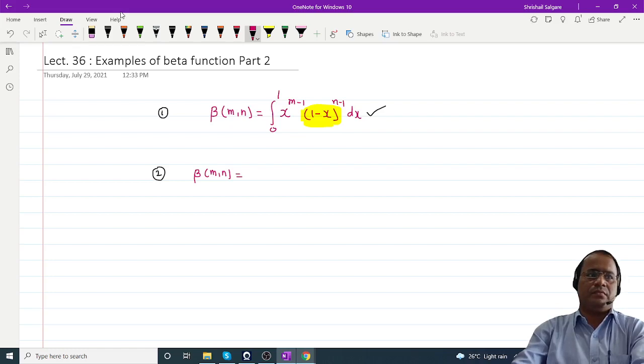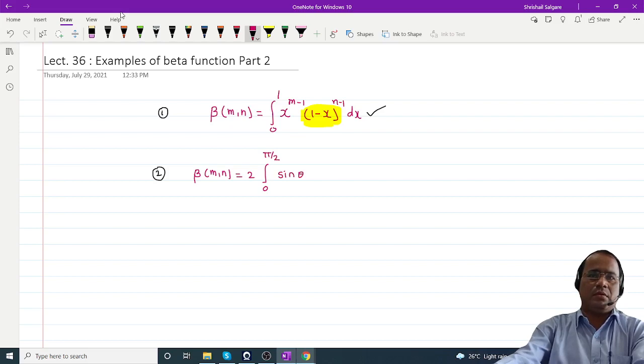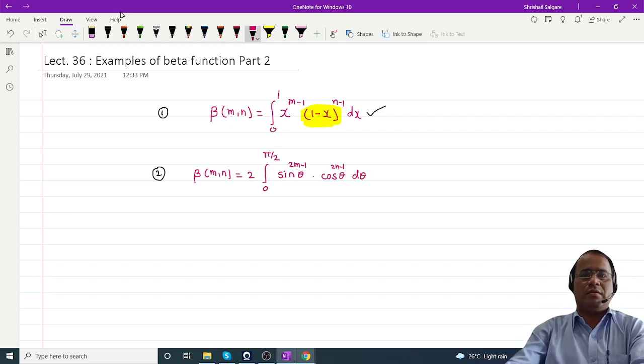2 into the integral from 0 to pi by 2 of sine theta raised to 2m minus 1, very good, into cos theta raised to 2n minus 1 into d theta. Okay, you are taking the integral with respect to theta.